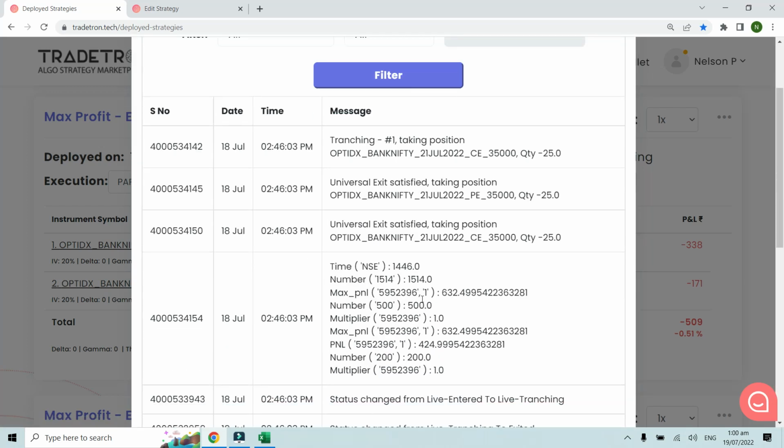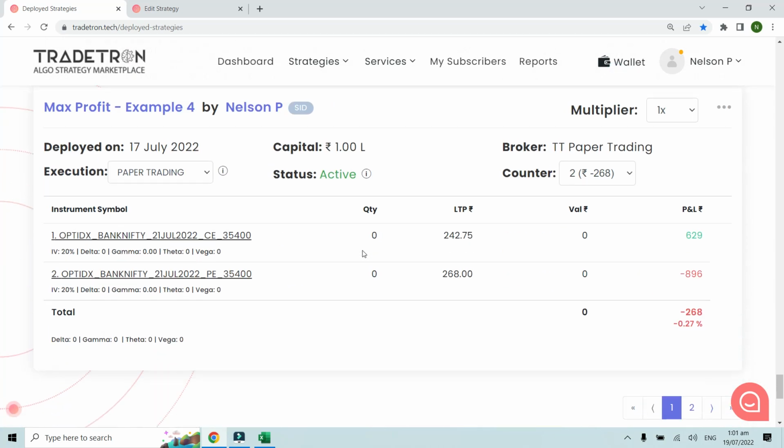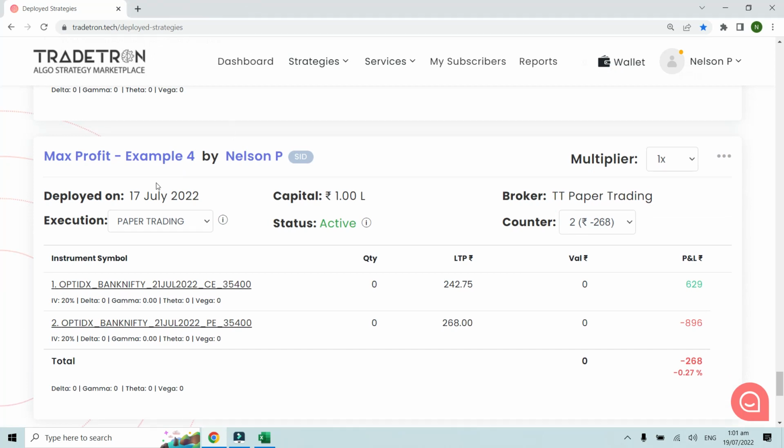Over here also, if you can see, this is the max profit that was reached, 632 points. After that, when it came down by 200 points, that is 632 to 420, that is basically almost 200 points, that is the reason why it exited over here. All right, so this is the third example. Now let's go to example number 4 for max profit.